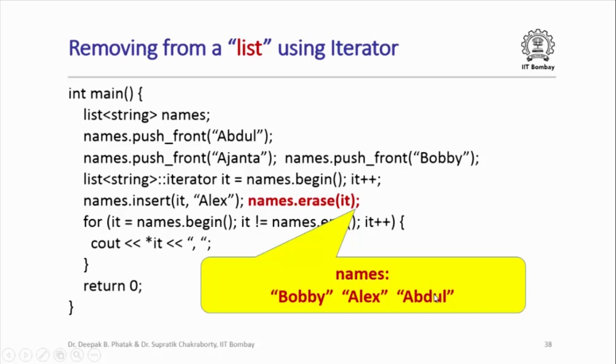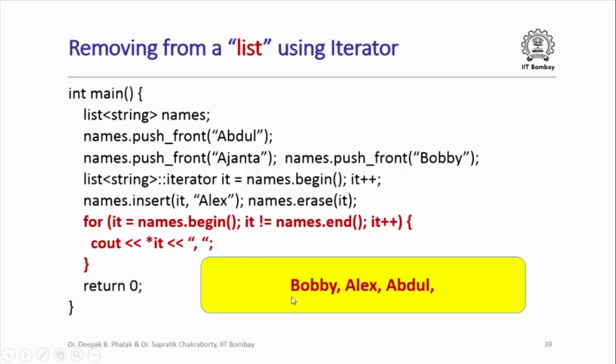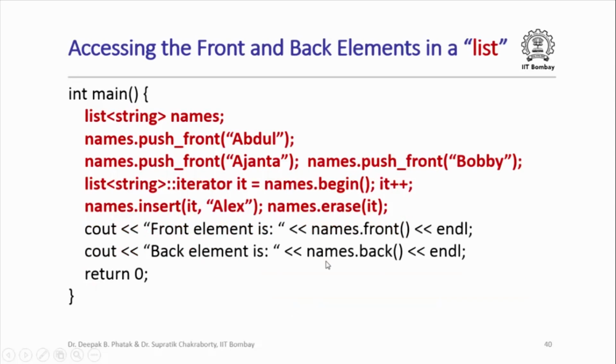So the list that now remains is just this. This is the front of the list and this is the back of the list. So now when I try to print out the elements in the list, I'm going to get this at the output, Bobby, Alex, Abdul. Now, the list class also provides special functions to directly access the elements at the front and back of the list.